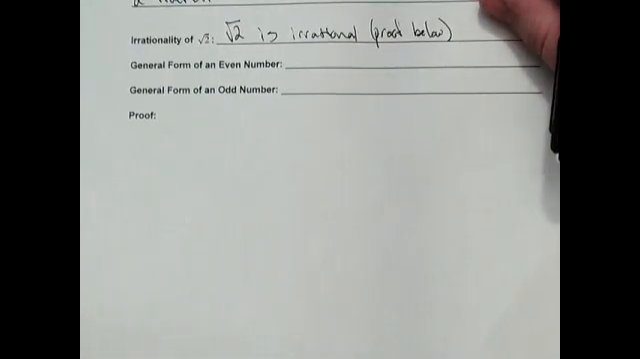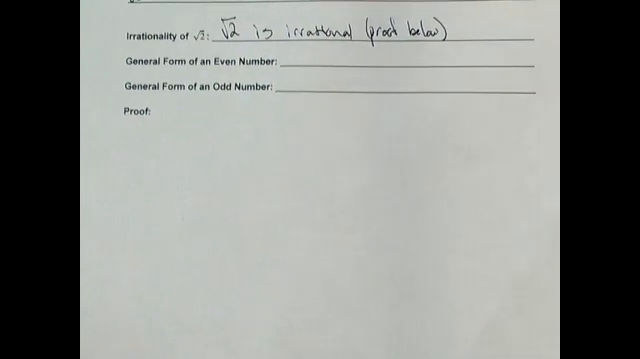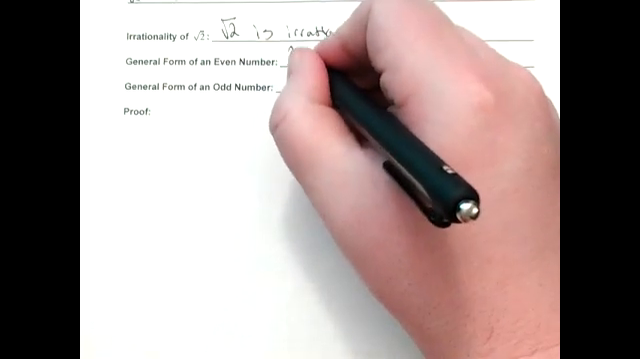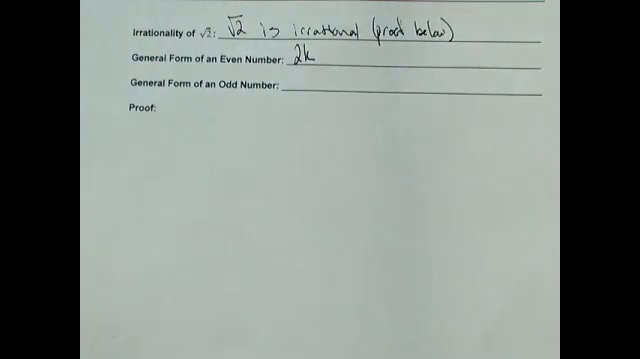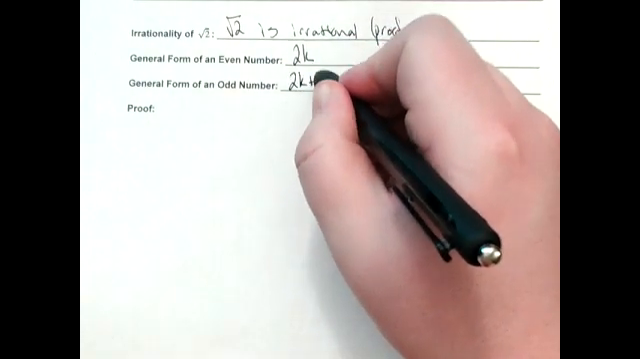Now, before I get into the proof, part of the proof for this is going to involve knowing what the general form of all even numbers looks like and the general form of all odd numbers. I didn't learn these until I was in college, but they're not hard to understand. Any even number can simply be written as 2 times some other number. So we just use the letter k to represent that. And then any odd number can be written as any even number plus 1.